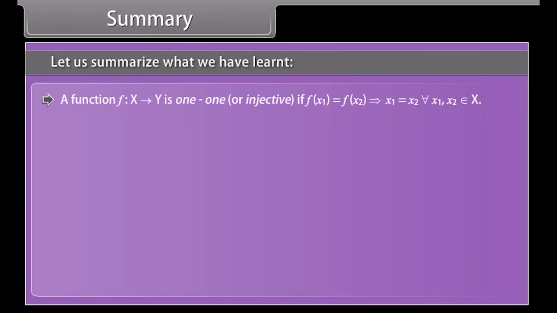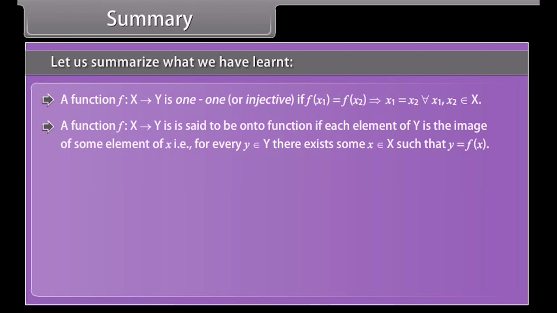A function f from X to Y is one-one or injective if f(x1) equal to f(x2) implies that x1 is equal to x2 for each x1, x2 belongs to X. A function f from X to Y is said to be onto function if each element of Y is the image of some element of X, that is, for every y belongs to Y, there exists some x belongs to X such that y is equal to f(x).